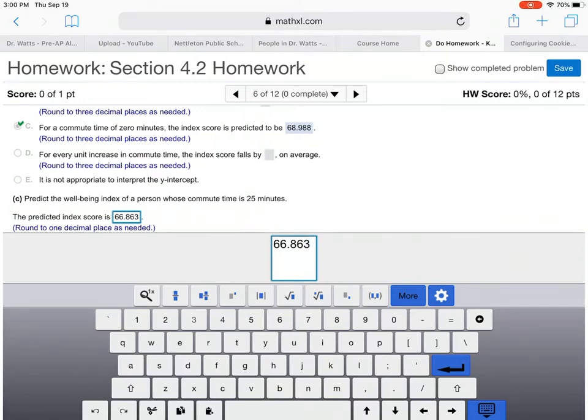Okay, so it's predicted because we used y hat to predict it. We substituted an x value into y hat. We got a value out that was 66.863. And it actually says only round to 1 decimal place as needed, so I don't need anything but 66.9.